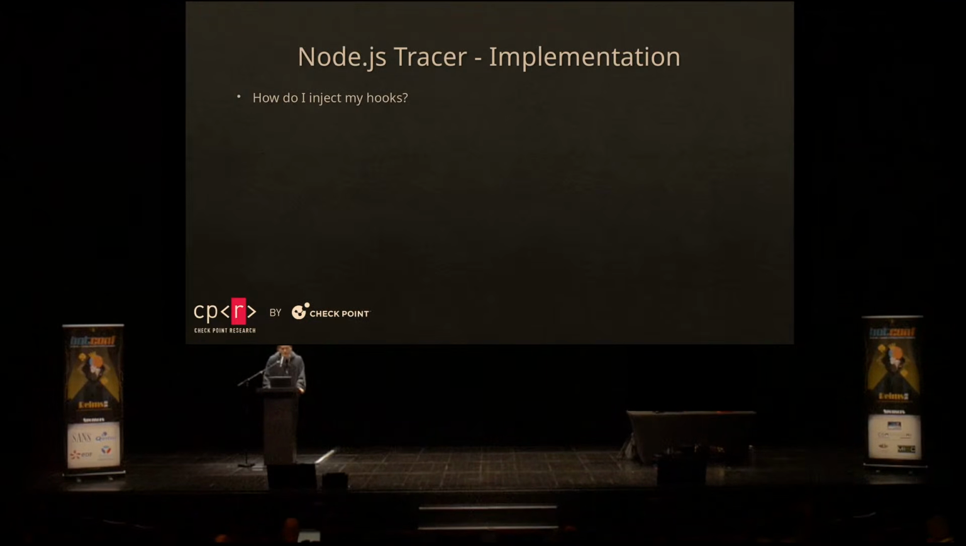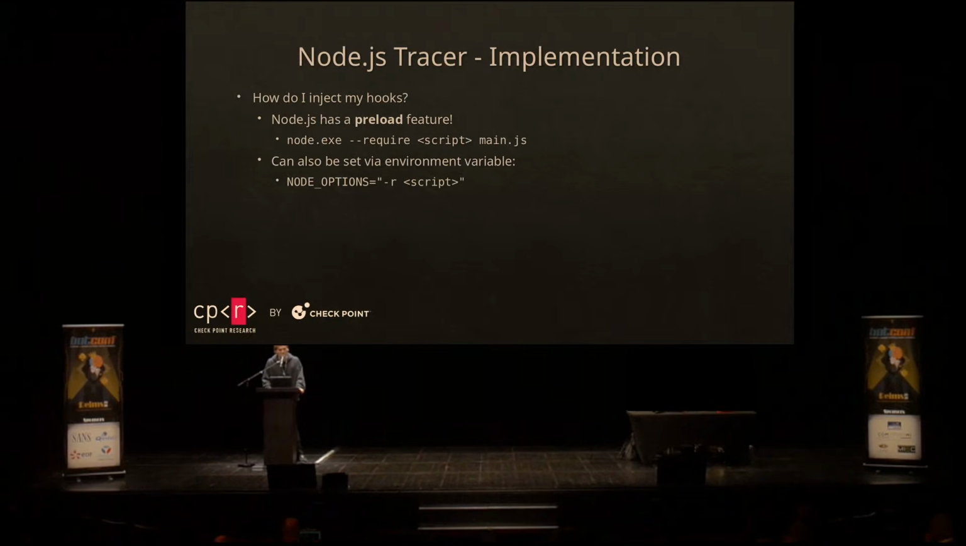So the last question was, how do I inject my hooks? And luckily, that's also very easy in Node.js, because Node.js has this feature called preload, and that's just a flag, --require, where you can set a script which is loaded before everything else. So you run before the malware, we can hook into everything, and then the malware script is run. And the great thing is you can also set this via an environment variable. By setting this NODE_OPTIONS variable, this is respected by all the packers, like Electron, Nexe, they all respect this variable. So you don't even need to unpack those. You can just set the variable, run the packed PE, and the tracer will be injected.